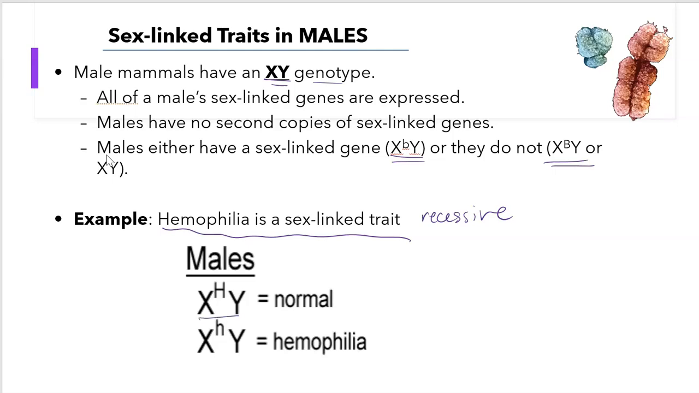So a male could be normal, meaning they have the dominant allele and they do not have trouble with blood clotting. Or they are recessive and they have hemophilia. They have trouble clotting blood.